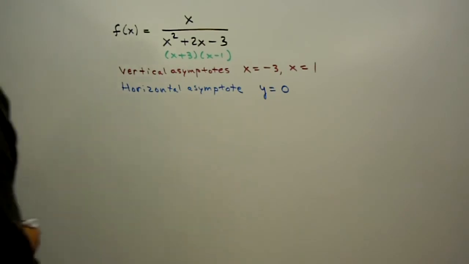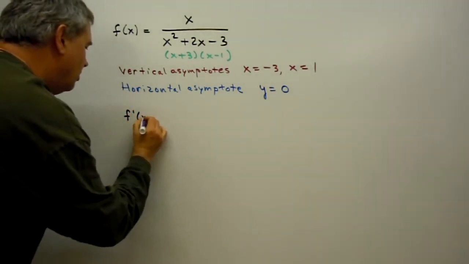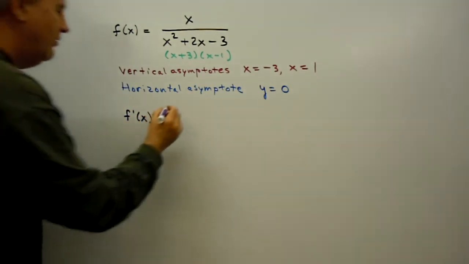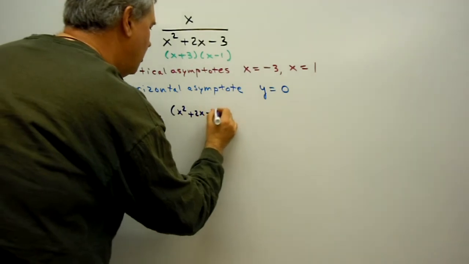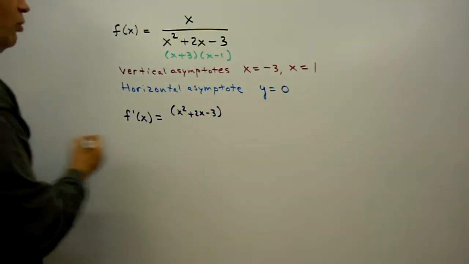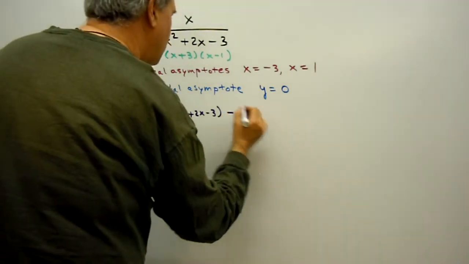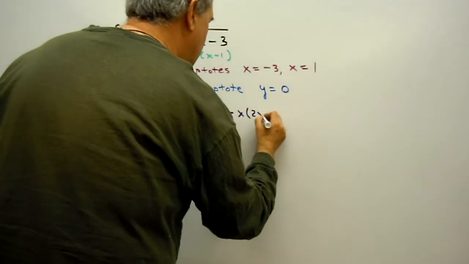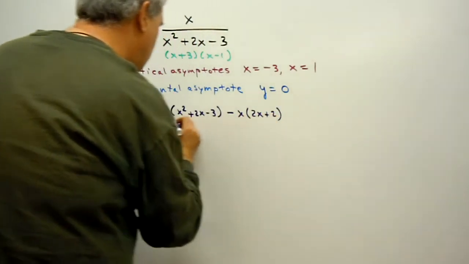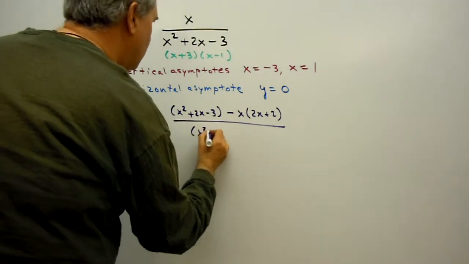So for finding the first derivative, we use the quotient rule. The derivative is the bottom times the derivative of the top, which is 1, minus the top, which is x, times the derivative of the bottom, which is 2x plus 2, all over the bottom squared.